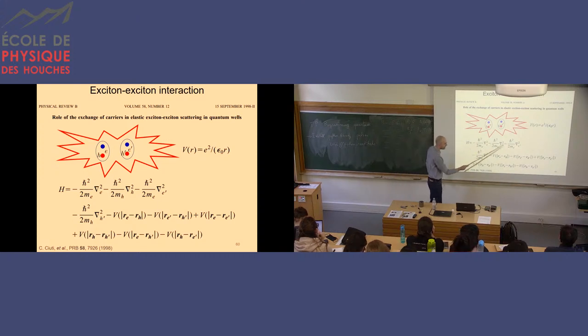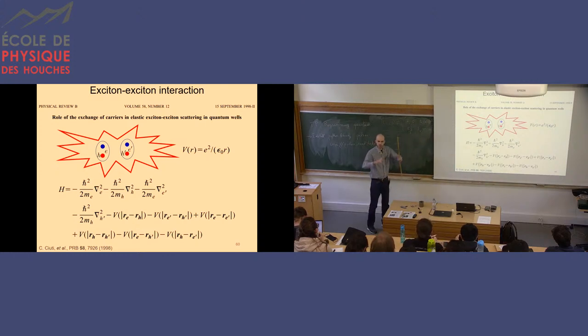You have the kinetic energy part for each of the holes, each of the electrons. And then you have Coulomb interaction between electron and electron, hole and hole, all the terms. Okay, it's a complex problem. What Cristiano Ciuti did at the time is he looked carefully at this Hamiltonian, did some calculation, and realized that there is a dominant term in this interaction energy, and the dominant term is the exchange of carriers in some sort of elastic scattering. Okay, so it's an exchange interaction where, for instance, electron is going to exchange with electron, hole with hole, you know, this type of process.